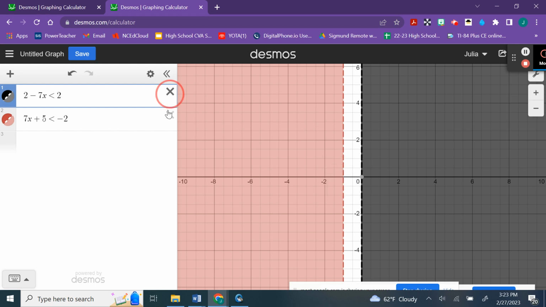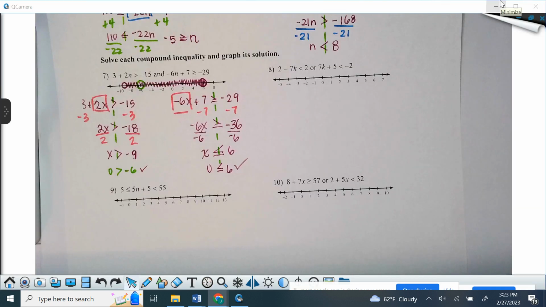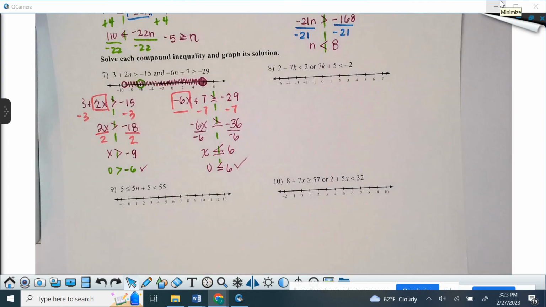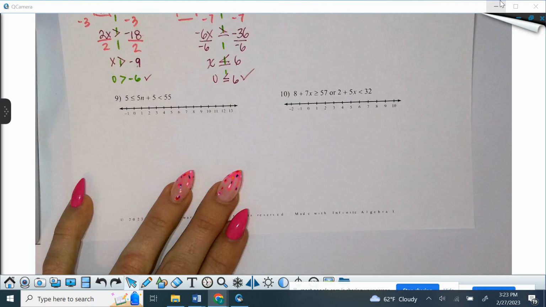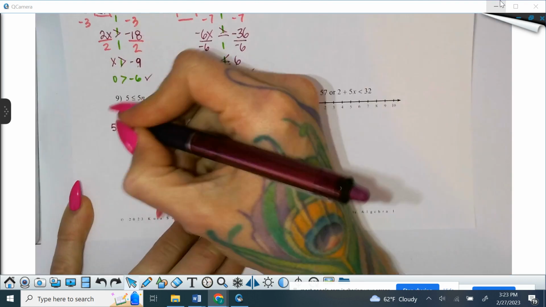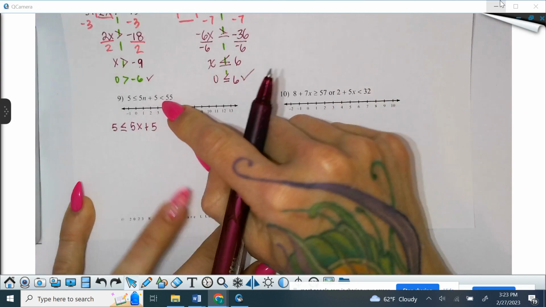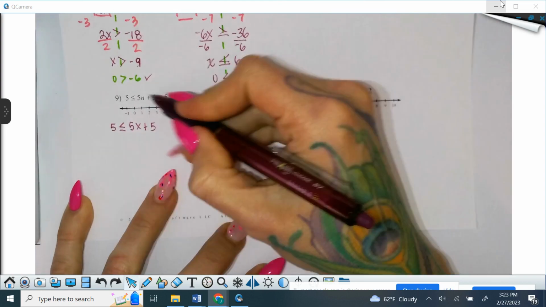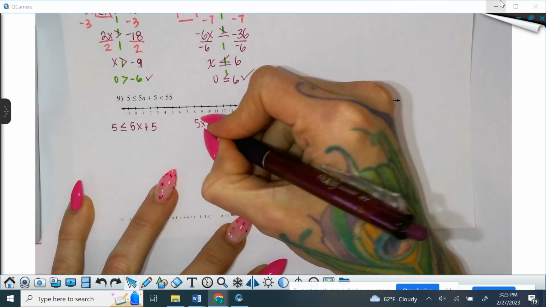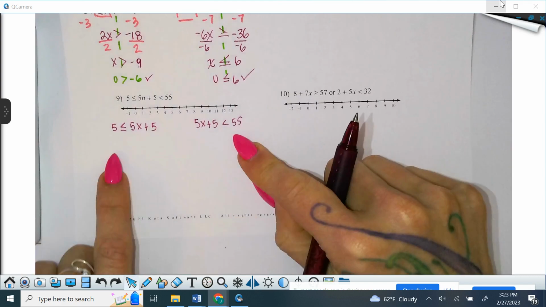Number 9 on our page, we'll go back and do some math together and do some computations, because again, if we practice, it's better. When it's written like this, don't panic, just rewrite them. So 5 is less than or equal to, and I'm going to change it to an x, 5x plus 5. Then you get to your next inequality. So back up, 5x plus 5 is less than 55. And then we're going to solve both of these.